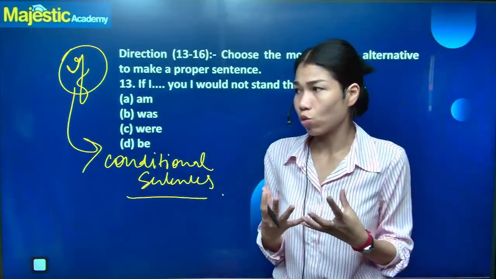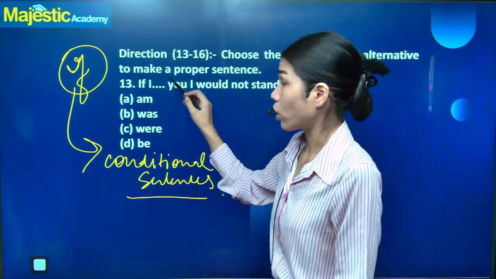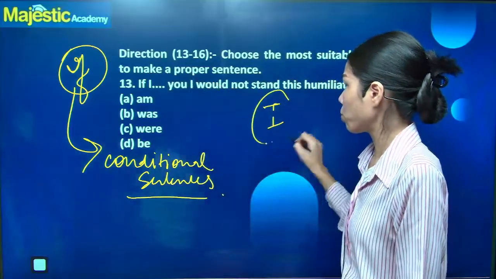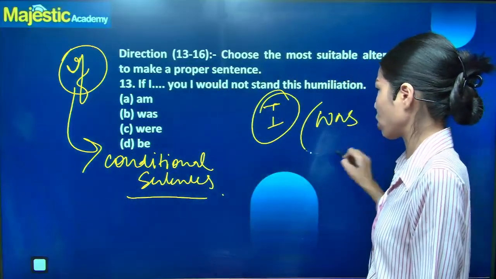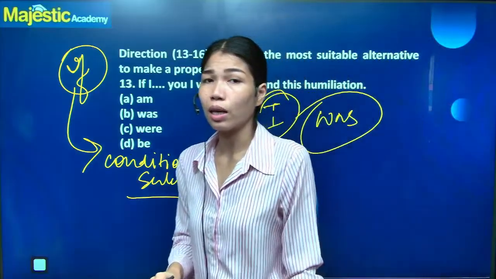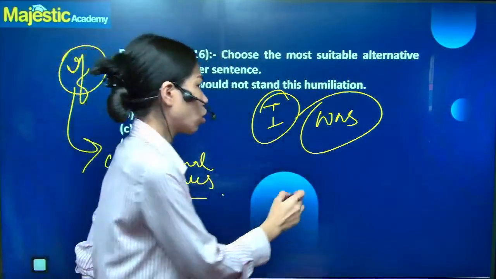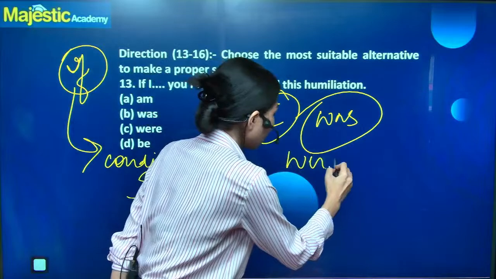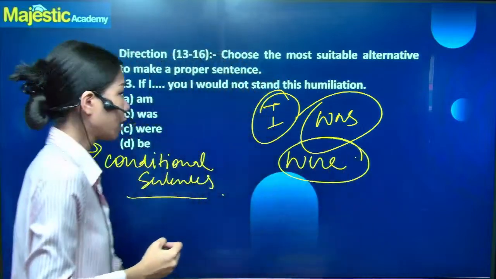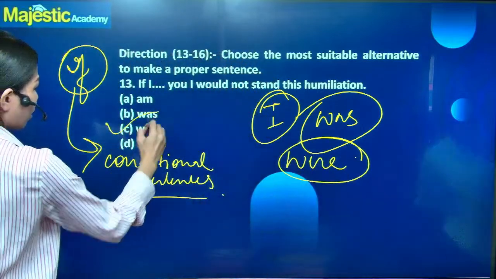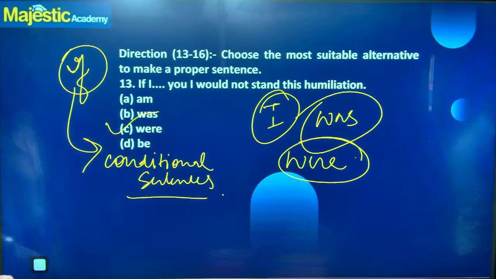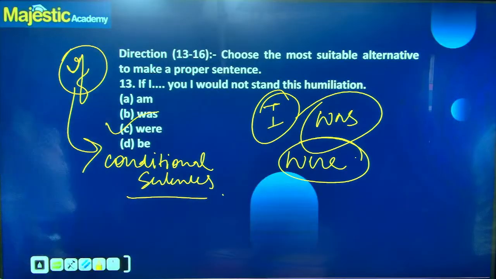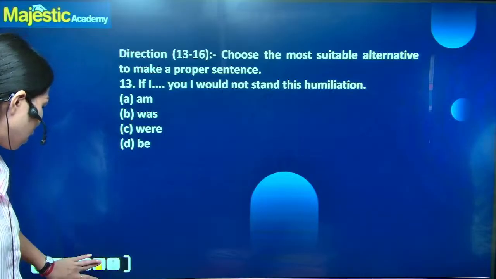any imaginary situation, in that case you are not supposed to use the word "was" with the first person. Until and unless this is in your real life, you can't use the word "was". You always have to use "if I were you". So according to that, we have the answer: option number C. For question number 13, your answer is option number C.